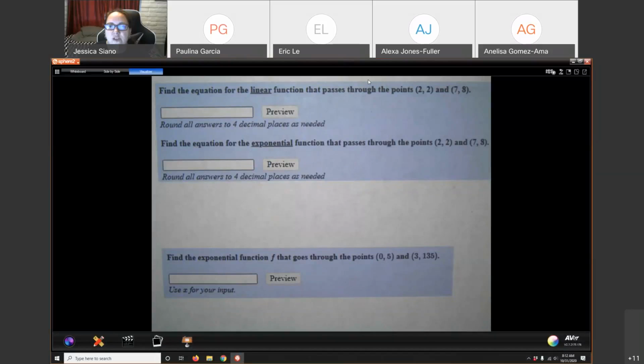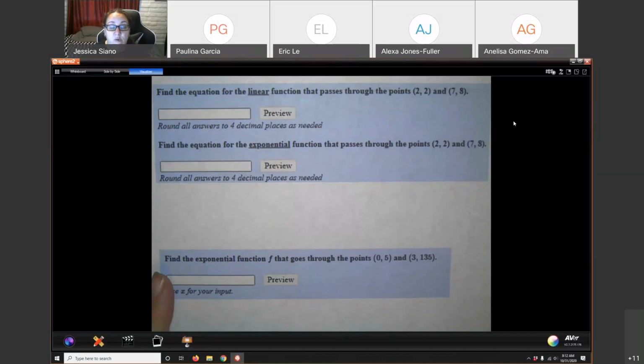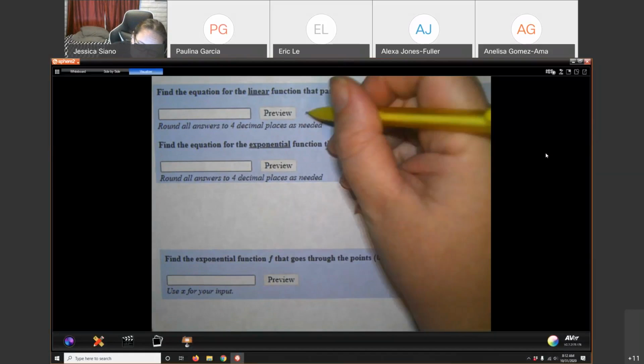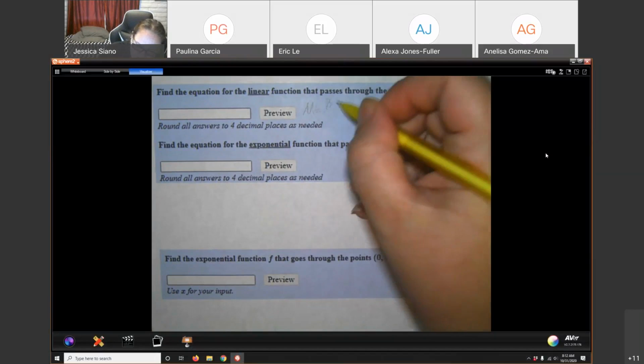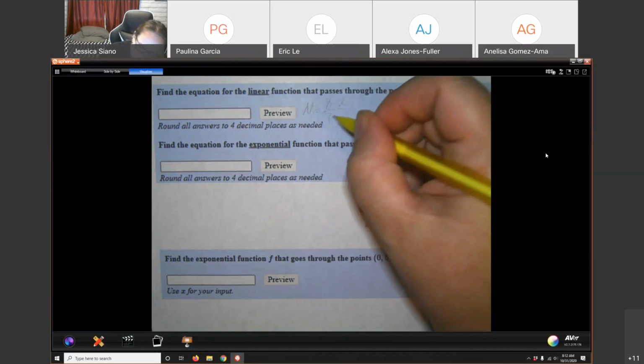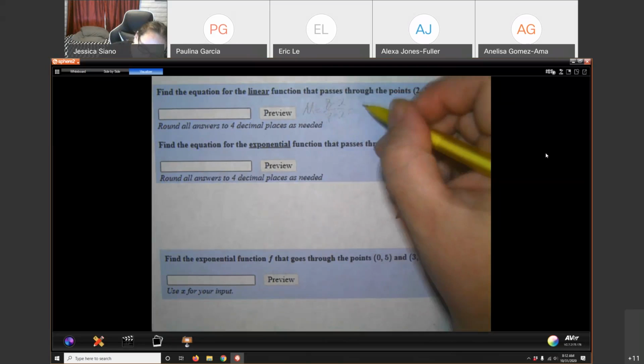Okay, so this unit is 4.1 and 4.2. Chapter 4 is on exponents and logs. First we're going to start by reviewing how we find the equation of a linear function passing through 2 points. Remember, when we do this, we always start with the slope. The slope here would be 8 minus 2 over 7 minus 2, and that would be 6 over 5.